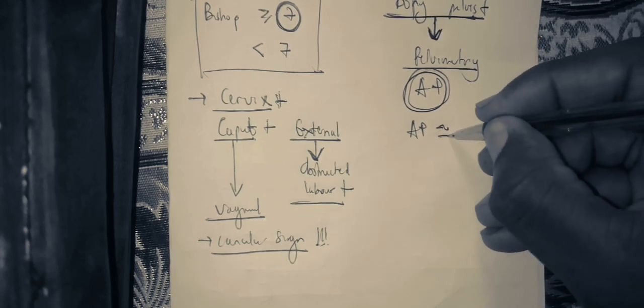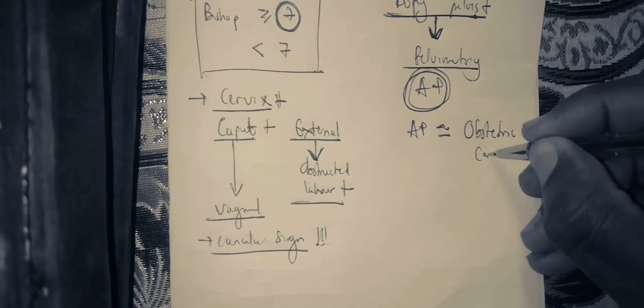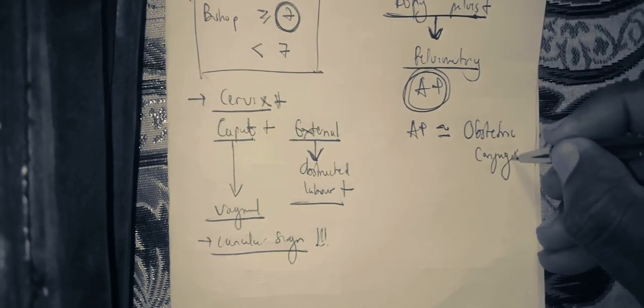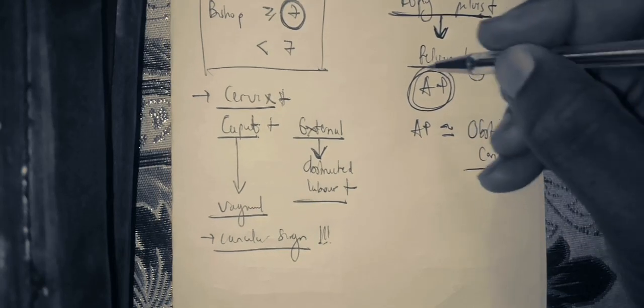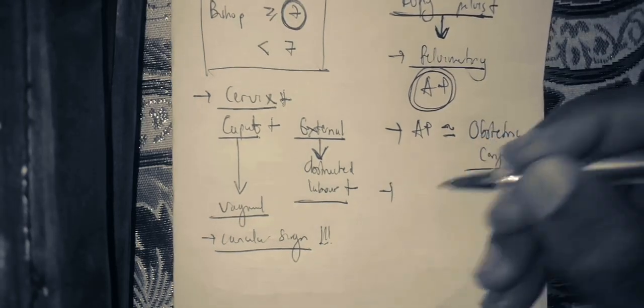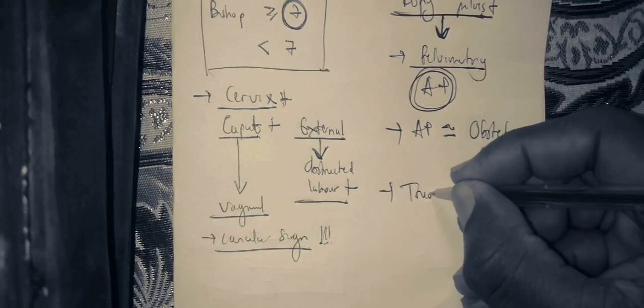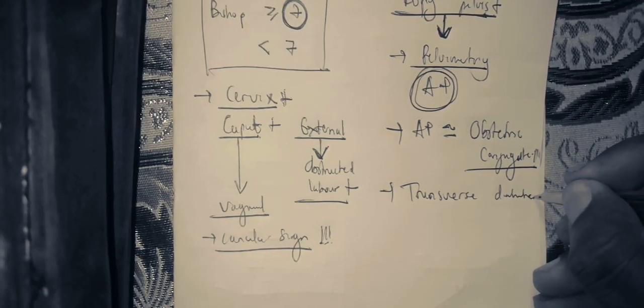So that anteroposterior diameter corresponds to the obstetric conjugate, and the obstetric conjugate is very important when you want to work with obstetrics. So clinically, you can measure the obstetric conjugate, and another element that you can measure is the transverse diameter. You can also measure the transverse diameter clinically.